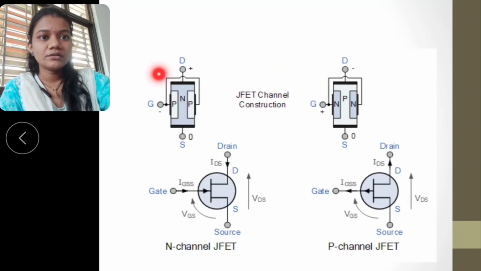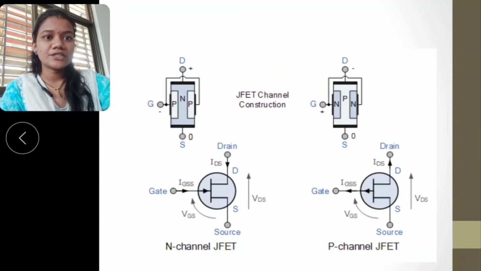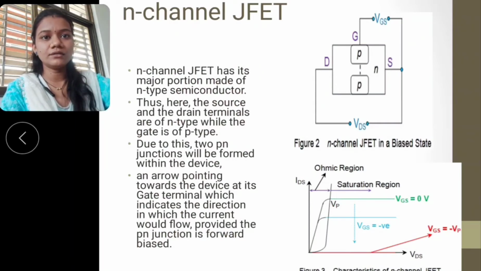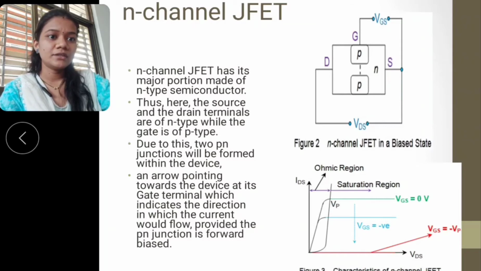This is the construction of the N channel JFET, and this is the construction of the P channel JFET. As we see in the N channel JFET, the N channel is in between, so current flows because of electrons only. In the P channel the current flows only because of holes. Now the N channel JFET: as we see its construction, this is the characteristics of the N channel JFET.